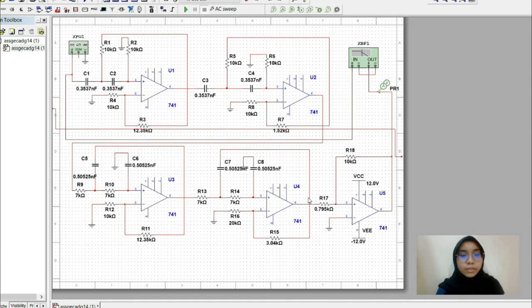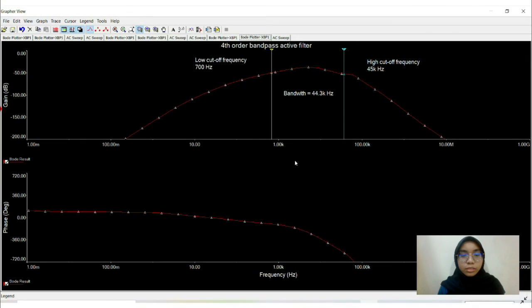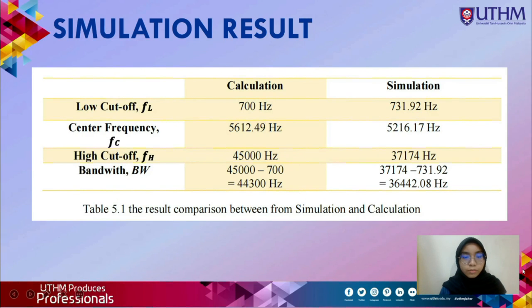To analyze this circuit, we are using the Bode plotter and the function generator to get the graph. When we run the circuit simulation, we get the graph like this. It is the frequency versus gain graph. From this graph, we can know the low cut-off frequency and the high cut-off frequency. From the graph, we can get a comparison between the simulation and calculation.